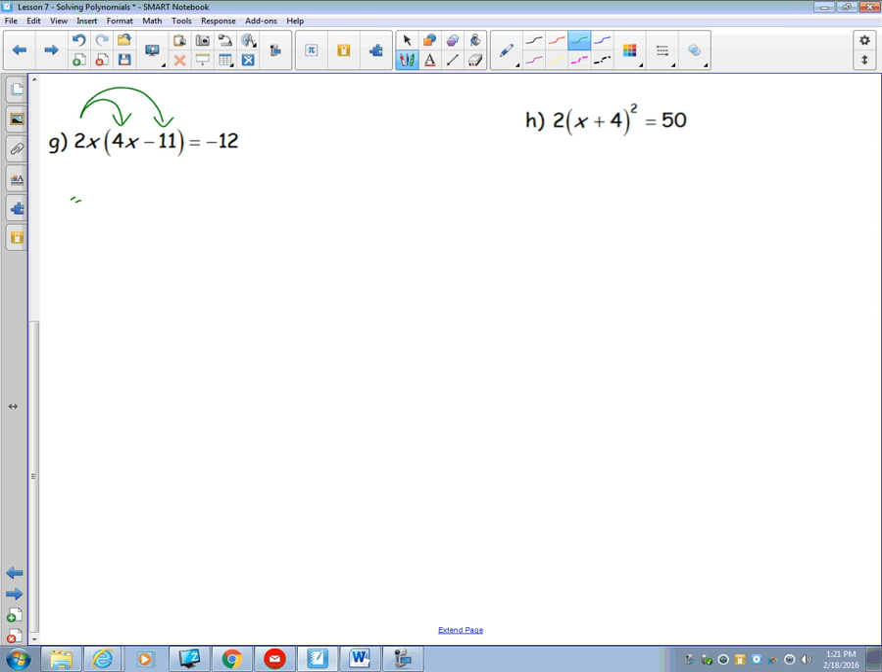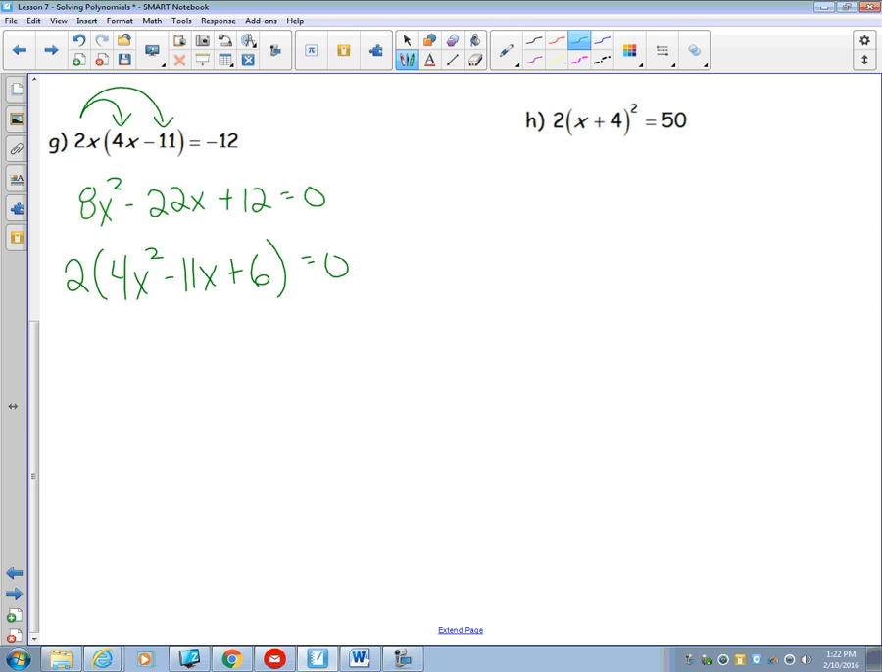Oops, not an equal sign there. 2x times 4x makes 8x squared minus 22x. I want to make this equal 0, so I bring it over. Okay. I can common factor. They're all divisible by 2. If I take a 2 out, I'm left with 4x squared minus 11x plus 6.